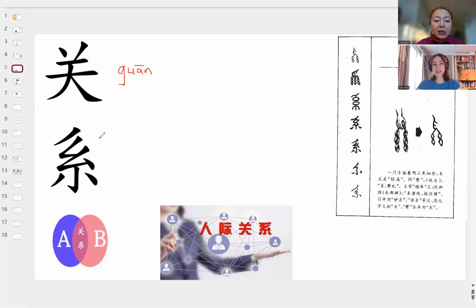And now we move to the next character we need to know today. This one, if you know, tell me how to pronounce it. If you don't know, we can explain.